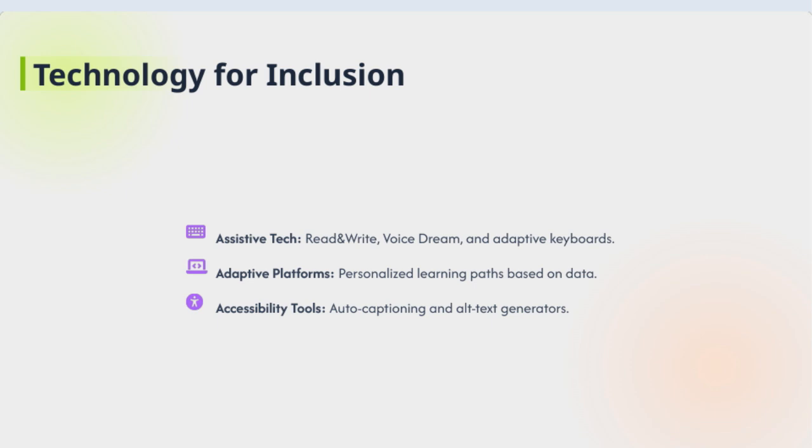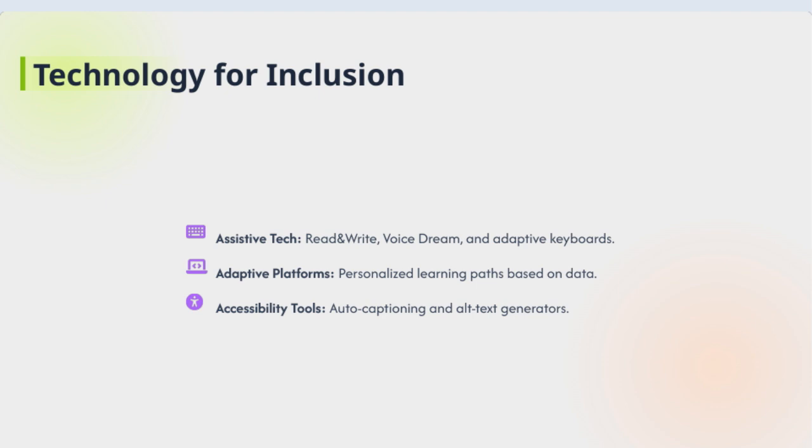Now, let's look at some of the key tools and platforms that are really making a difference in creating more inclusive learning environments. First, we have accessibility tools like auto-captioning and alt text generators. These are fantastic because they automatically provide captions for videos and descriptions for images, making content more accessible for students with hearing impairments or visual impairments. They help ensure everyone can access the information equally.